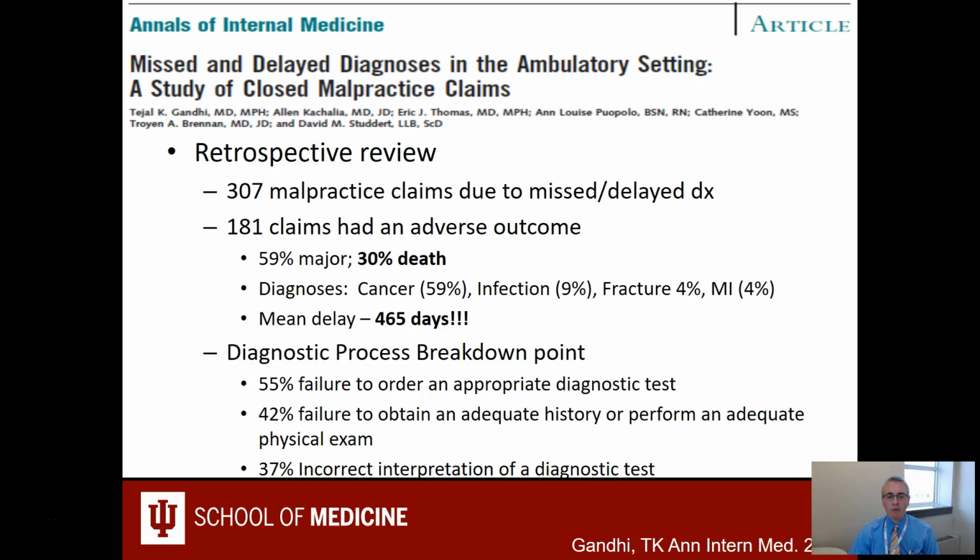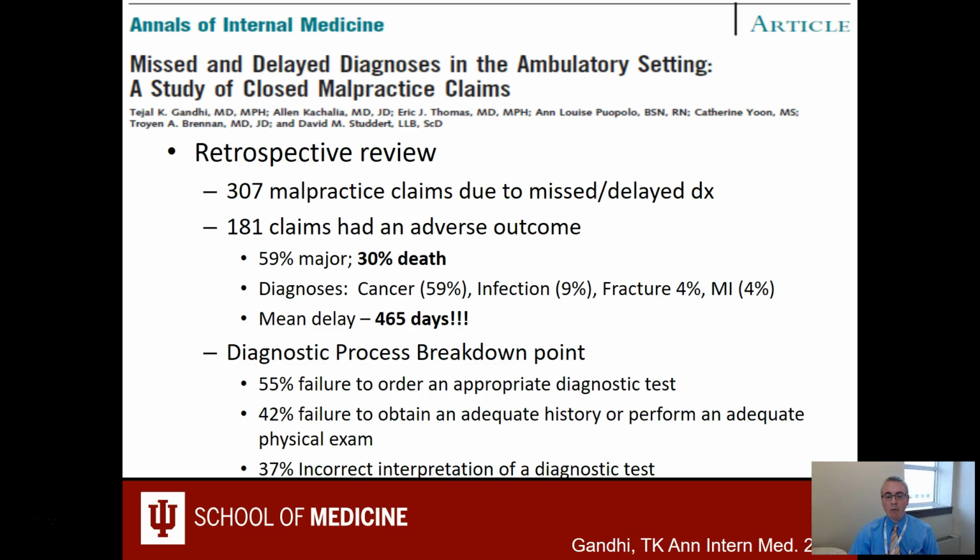The top diagnosis associated with a missed or delayed diagnosis and a subsequent adverse outcome was cancer at 59%, with fracture and MI coming in at 4% apiece. The mean delay in diagnosis from the initial missed or delayed diagnosis, the diagnostic error, was 465 days, over a year.